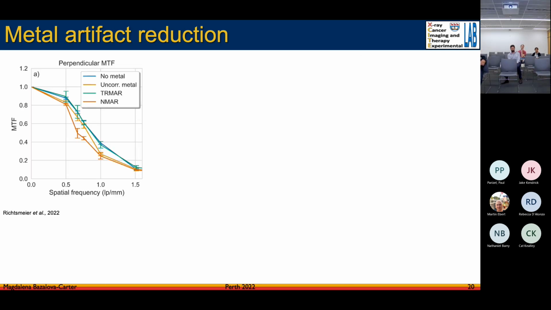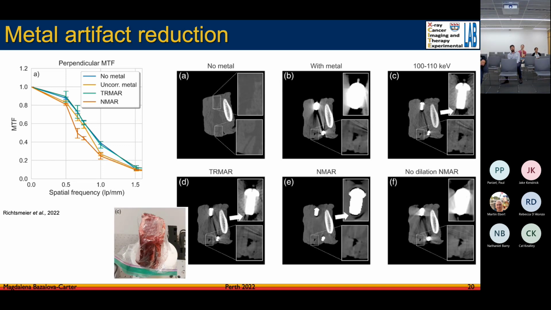So you can actually create the modulation transfer function. If you're doing imaging, you know what that means, and it basically tells you how well we can distinguish objects at different spatial frequencies. So you can see again that for NMAR, this spatial resolution was decreased compared to TRMR, which was very similar to no metal, which is what we wanted to show.